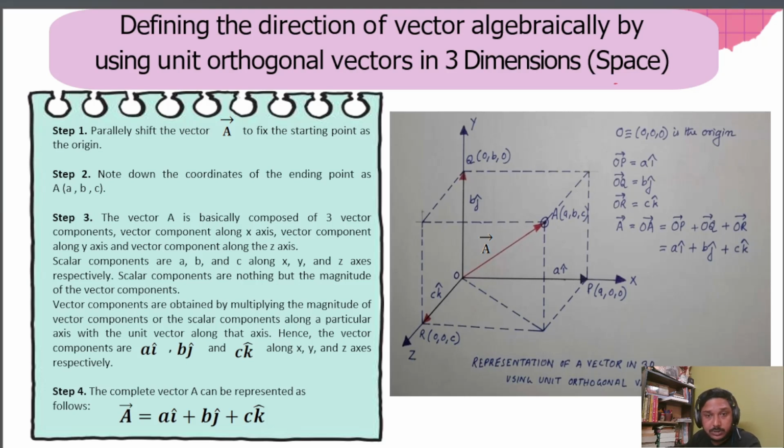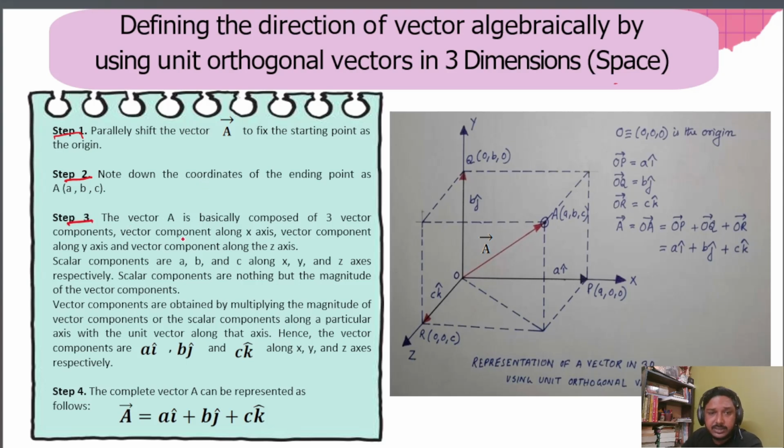So now, as we have learned all the concepts that will be required for representation of a vector in 3 dimensions, let us see the step-by-step method of representing a vector in 3 dimensions. Step 1 will be parallelly shifting the vector to such a position that one end of the vector is fixed at the origin, preferably the starting end. Step 2 is to note down the coordinates of the endpoint. One endpoint is at the origin, so you need to find the coordinates of the terminating point of the vector.